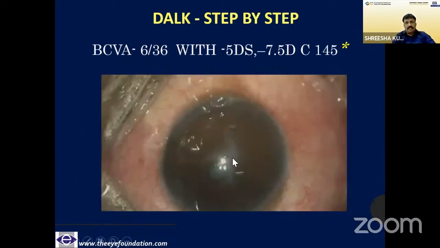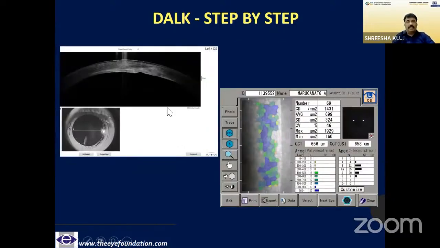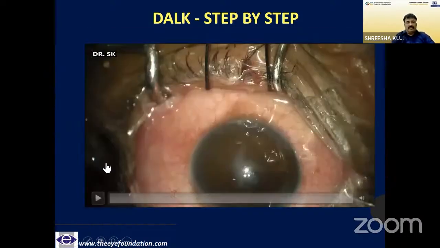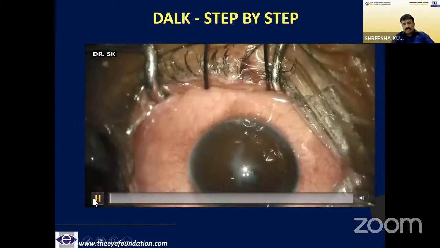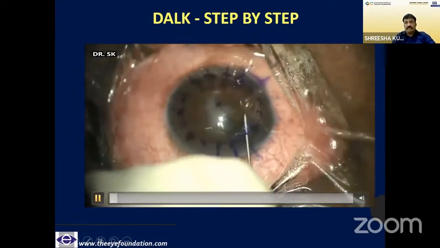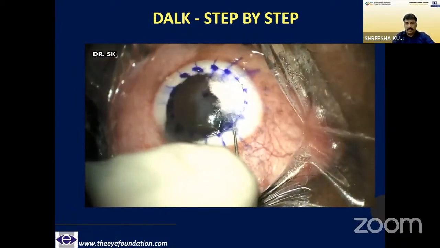So this is another case of advanced keratoconus. Of course, the healed hydrops, and there is a scar which is paracentral, and this is the OCT picture. There is a panstromal scar here, and so this is the case wherein you should plan your surgery. You should go ahead and do a manual DALK.